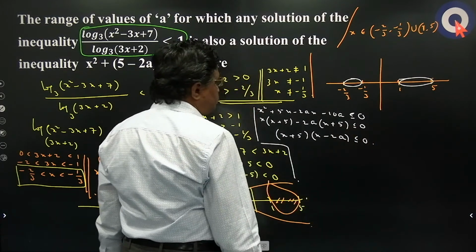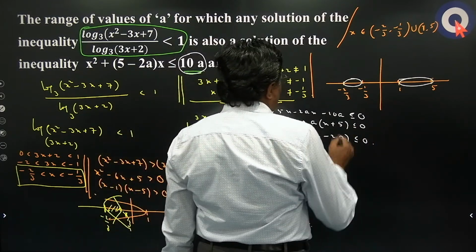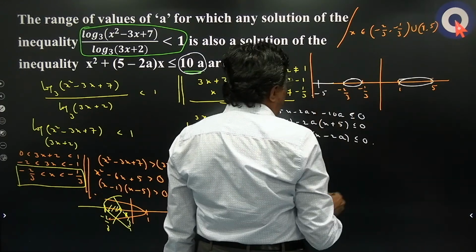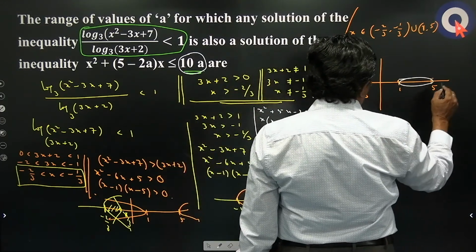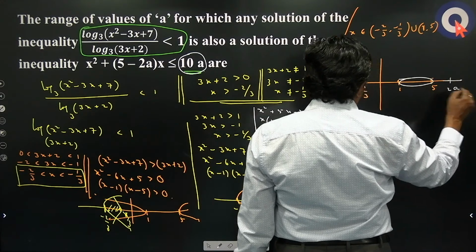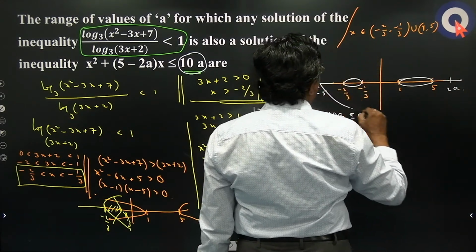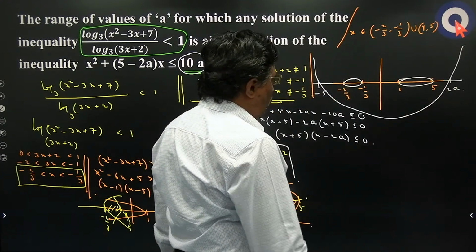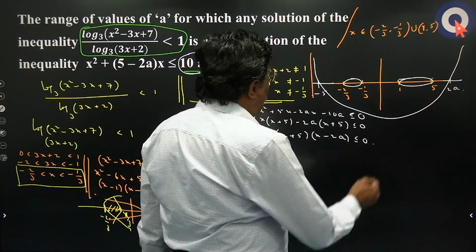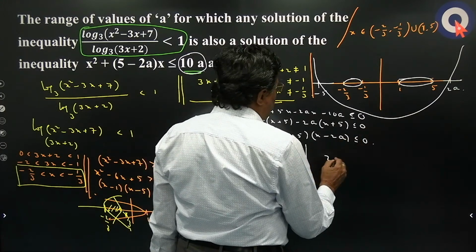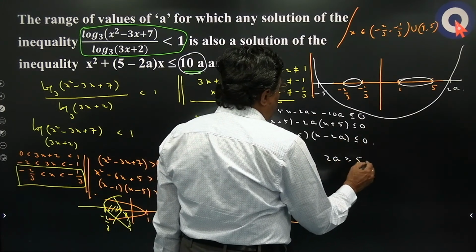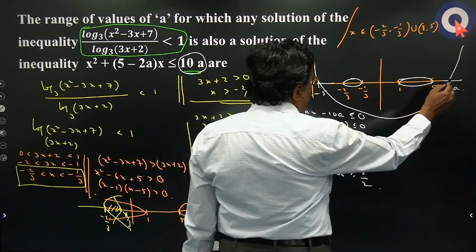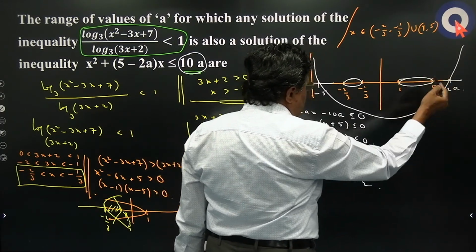So therefore, we should have minus 5 somewhere here, and 2a has to be somewhere here. So therefore, this curve has to come like this. So you have only the condition that 2a has to be greater than or equal to 5, or a greater than or equal to 5 by 2. Even if it passes through like this also, it doesn't matter.